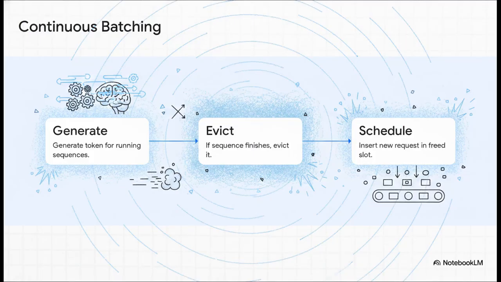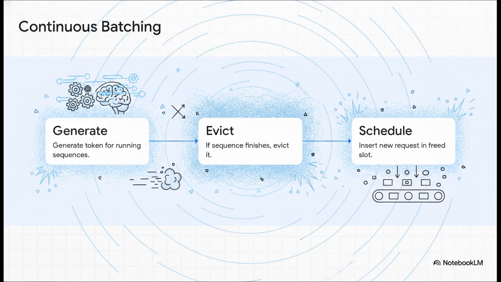The whole process operates in this beautifully simple loop. First, you generate a token for the running sequences. Then, the millisecond a sequence finishes, you evict it. Next, you instantly schedule and insert a new incoming request right into that newly freed slot. By operating at this granular token level, you can push your server's throughput an order of magnitude higher, and you do it without any latency penalty.